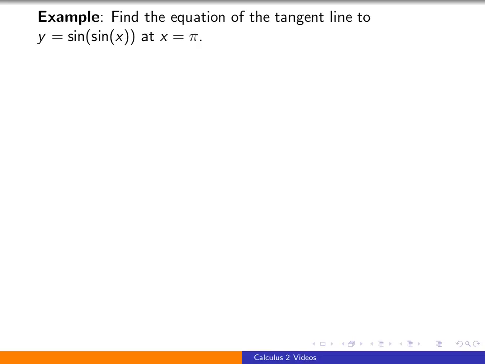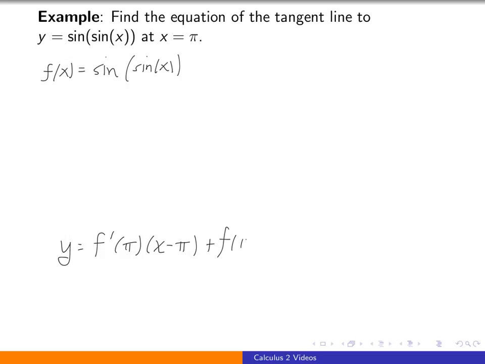So very similar problem. So once again, I'm going to think of my function f of x as being the given equation, sine of sine of x, and I'd like to find the equation of the tangent line at x equals pi. So down at the bottom, I'm going to write out my template. y equals f prime of pi, x minus pi, plus f of pi. And once again, I just need to determine two values here. What is the derivative f prime pi? What is the function value, f of pi?